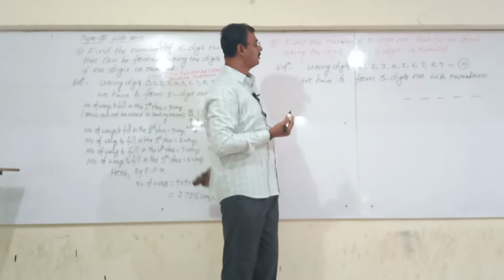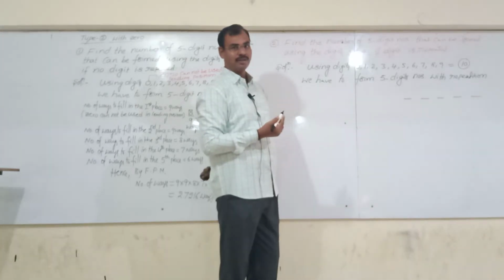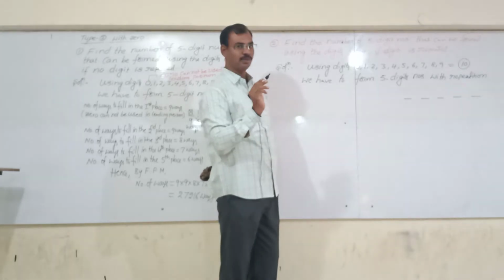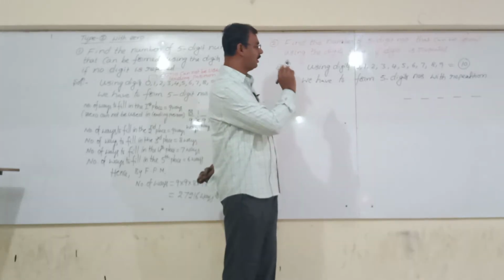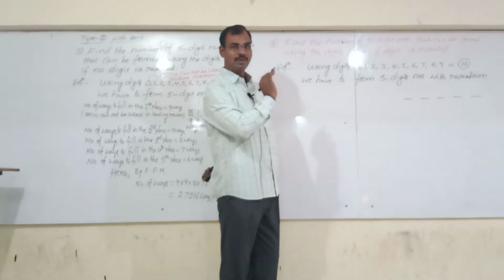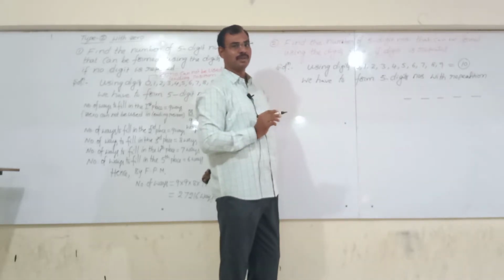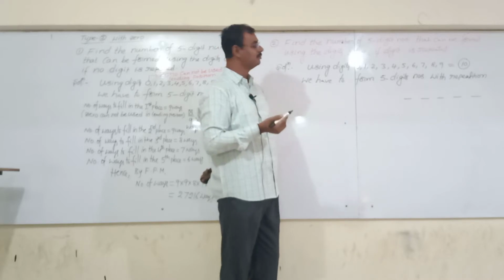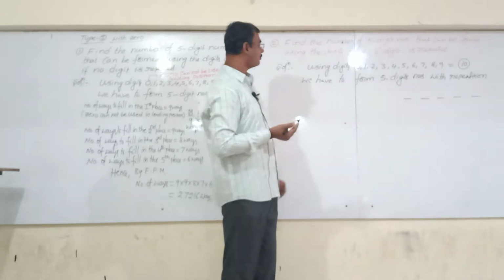0 cannot be used in the leading position. We should not fill 0 in the leading position, because if I fill 0, we should not say it is a 5-digit number. We should not say 0, 5, 4, 3, 2 is a 5-digit number. It is not a 5-digit number.